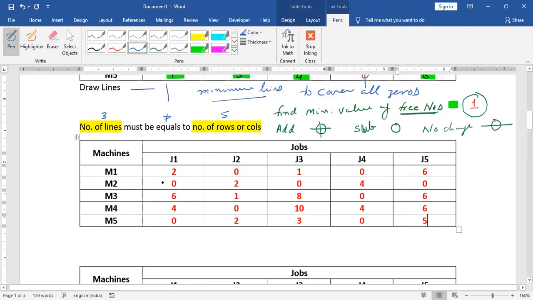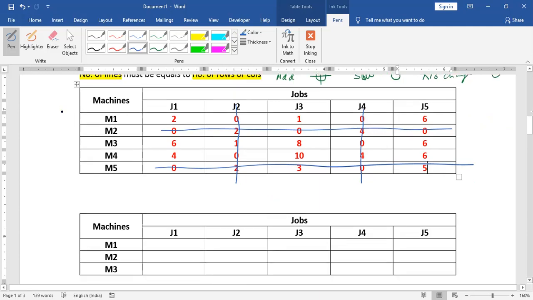because I am covering 3 zeros. Then I can draw this line. With the help of this, I can cover 2 zeros. Then I can draw this line. With the help of this, I can cover 2 zeros, and one remains. Either you can draw a horizontal or vertical line. I draw a horizontal line. Oh my god, again the number of lines is 4, but we require 5 lines because there are 5 rows and columns. So what should we do? We have to do the same process.